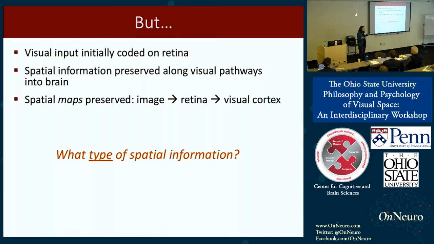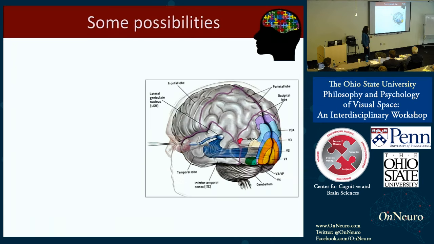So we don't really know what type of information because we're not varying things. A lot of what we've been doing in my lab is trying to vary things like eye position, or in this case, depth position, to try to get a better handle on what type of spatial information is being represented in these maps or other types of representations in the brain.